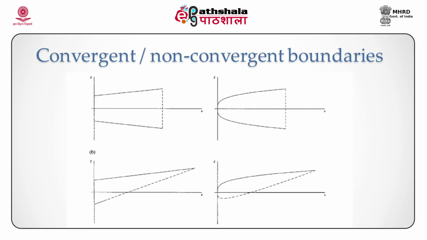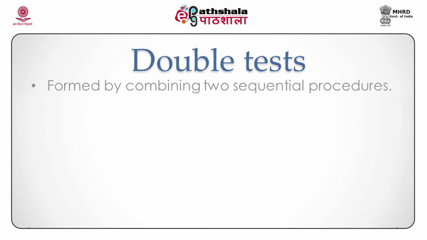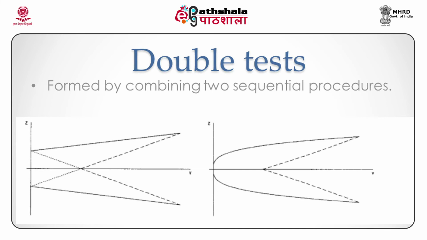Another feature of interest in a sequential clinical trial is a double test. A double test can be formed by combining two sequential procedures. The usual situation is symmetric, that is, a procedure with stopping limits Li, Ui such that mod of Li is less than or equal to mod of Ui being combined with its mirror image, which has stopping limits minus Ui and minus Li. Now, the first of these will result in a claim that E is better than C if an upper limit is crossed, and that E is no better than C otherwise.